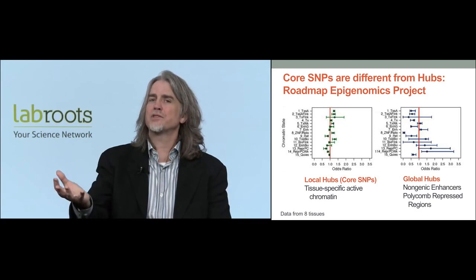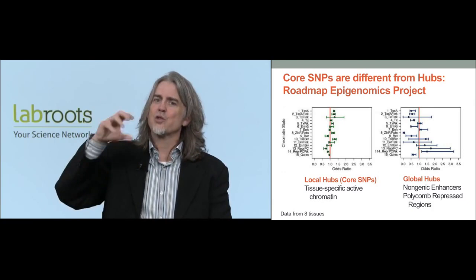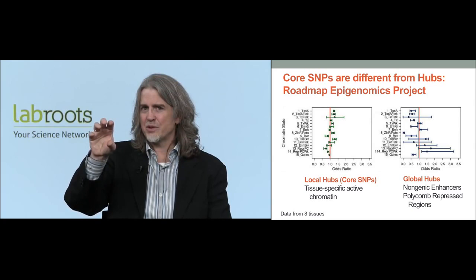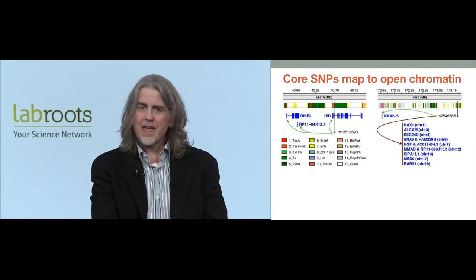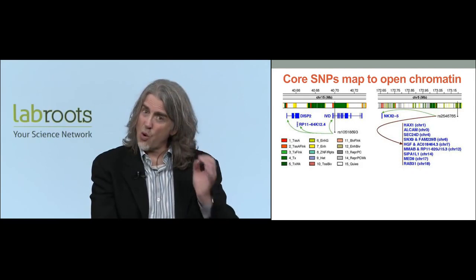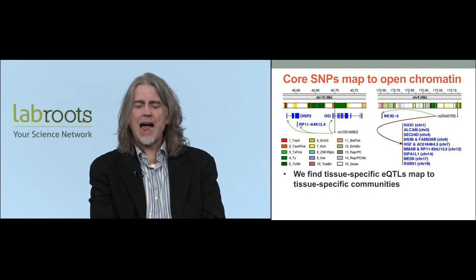Those chromatin structures reorganize the network to create regulatory modules that are specific to that tissue and associated with tissue-specific epigenetic factors. So you can begin to look at these in detail, and what we found were many, many examples of SNPs at the cores of their communities, in these tissue-specific communities, that map to regulatory areas in which there's open chromatin.